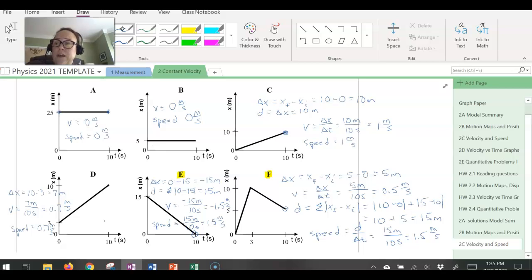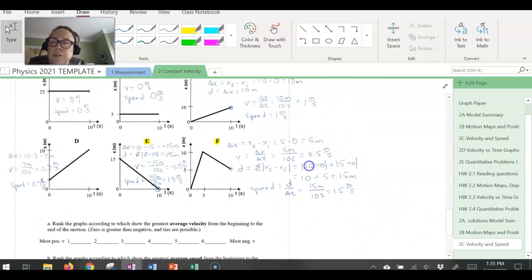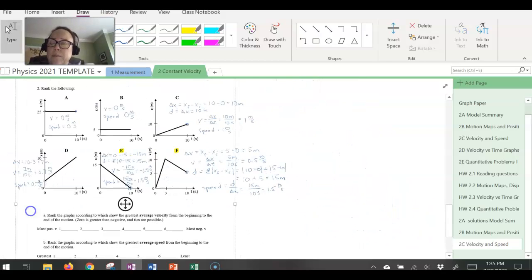So if an object moves in the negative direction, or if there are changes in direction as the object moves, those are the scenarios where velocity and speed will be different. Okay, so now we could rank these. So first I will rank them from most positive to most negative velocity.